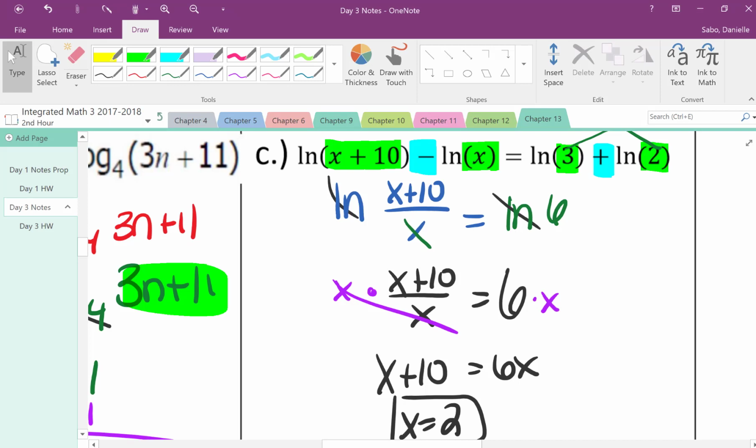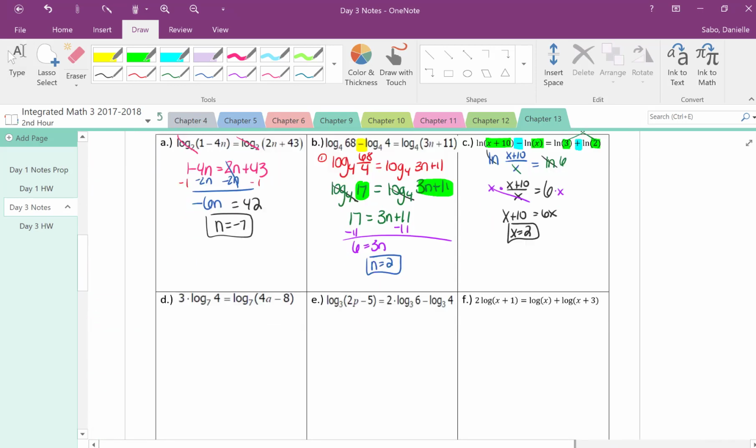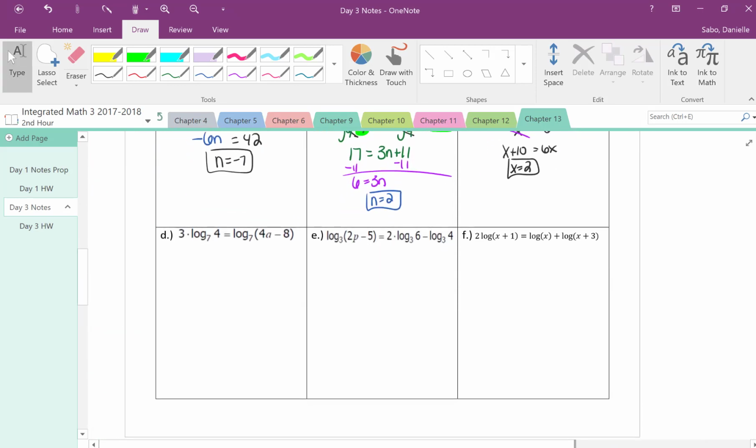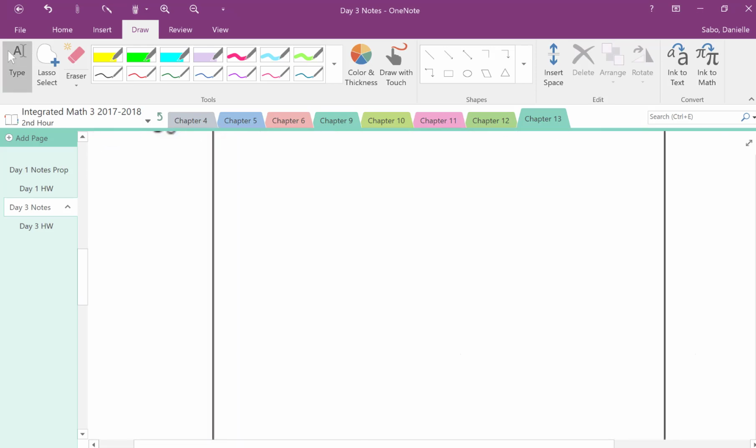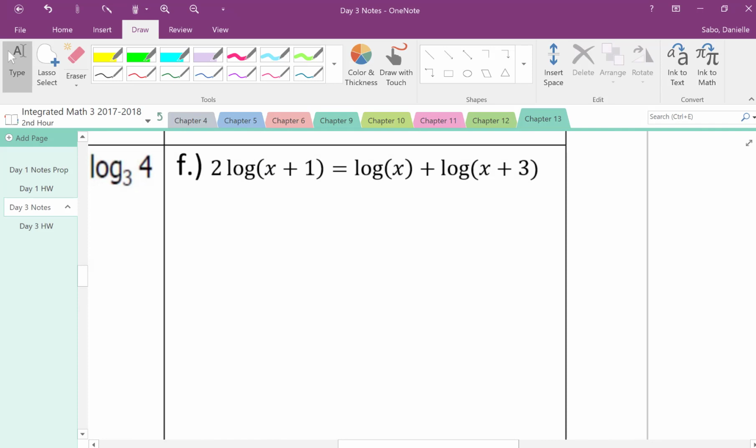Okay, let's do a complicated one, and then we'll move to the back. Let's see which one I want to do. Wait, can we do D? That one's a little easier than some of these. You want a challenge? I want to do F. Okay, because the other ones are pretty similar.